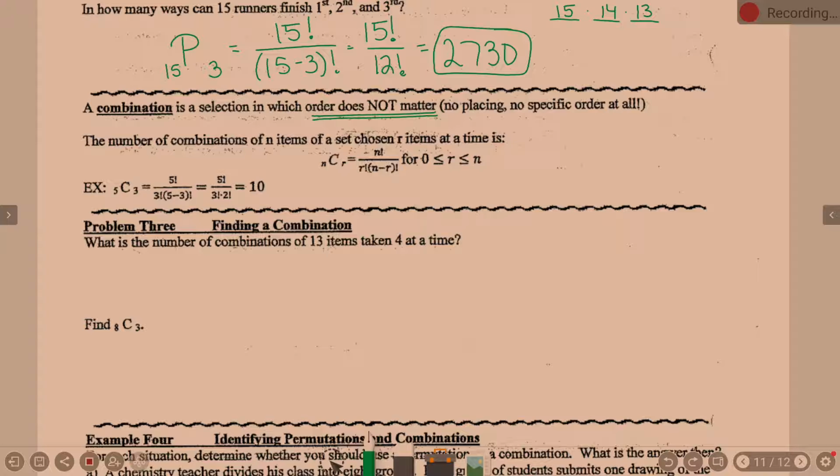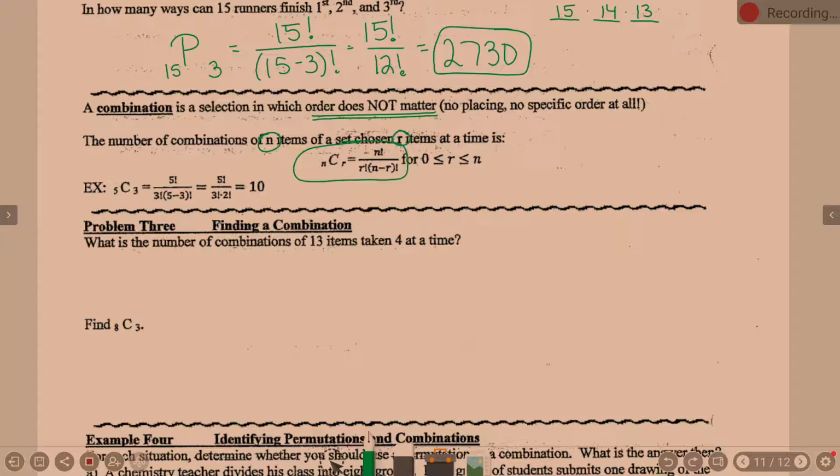So, similar setup here. Number of combinations of n items chosen r at a time. Notice it's nCr. So, n items chosen r at a time. It's very similar, isn't it? n factorial on top. On bottom, you still have n minus r factorial, but you also have to multiply by r factorial.